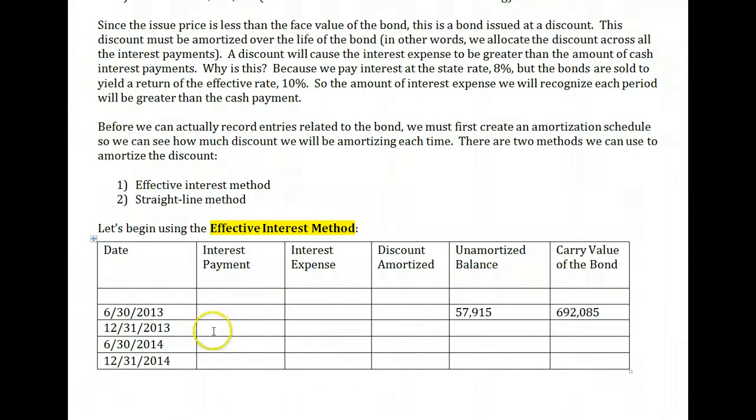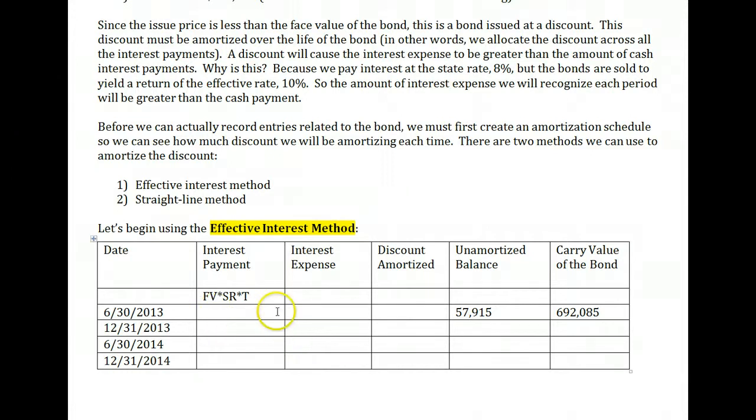Now, the next thing we have to do is the first interest payment. So every time we have an interest payment, we're going to go in and calculate the interest payment. That's the amount of cash we're going to pay. We're going to figure out the interest expense and then the amount of discount. So let's talk about the interest payment. No matter what, whether you use the effective interest method or whether you use the straight line method, this column is always the same. You always take the face value of the bond times the stated rate of the bond times the amount of time.